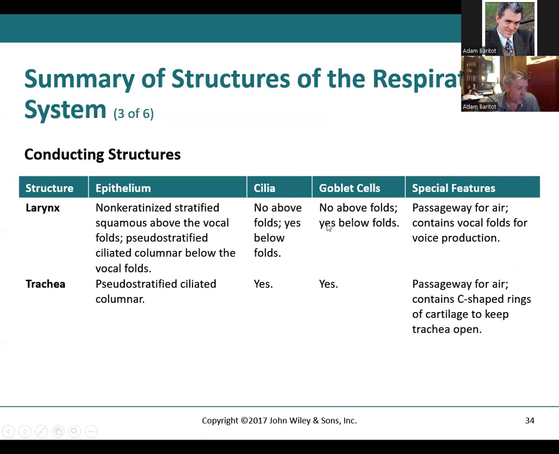Larynx: no cilia above the folds, yes below the folds for goblet cells. Same thing for cilia. We want our vocal folds free and able to move without hairs or snot in the way. Trachea: then we enter into, again, cilia and goblet cell country.